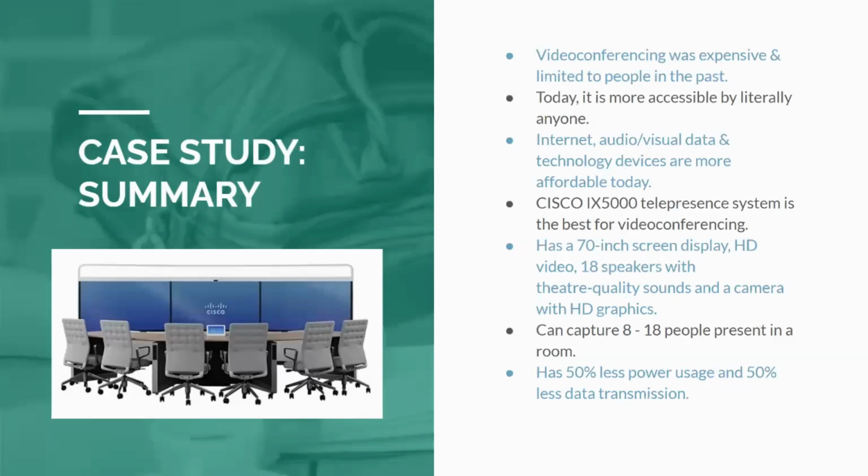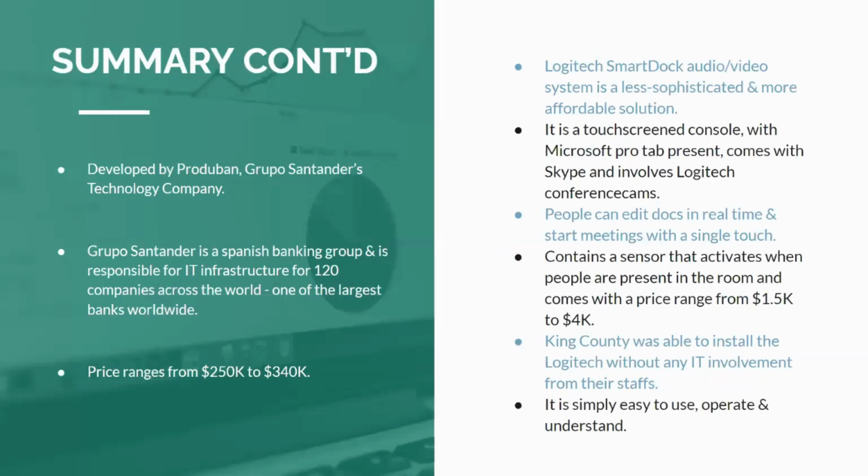Cisco IX5000 telepresence system is the best for video conferencing today. It has a 70-inch screen display, HD video, 18 speakers with theater quality sound, and a computer with HD and a camera with HD graphics. It can also capture 8 to 18 people present in a room and has 50% less power usage and 50% less data transmission. We continued that it was developed by Produban, the Grupo Santander's technology company.